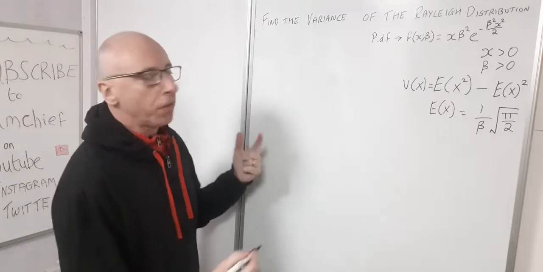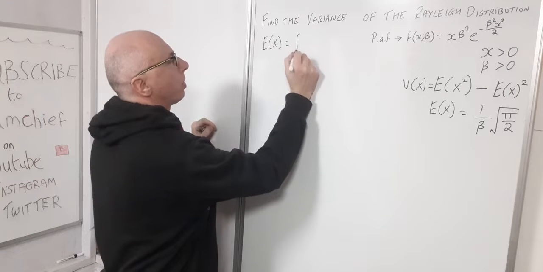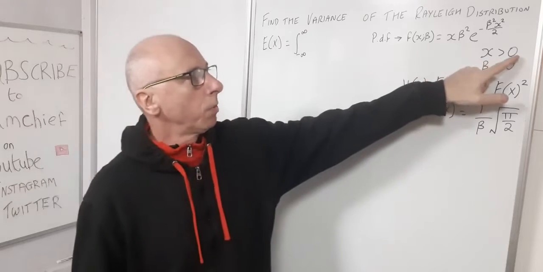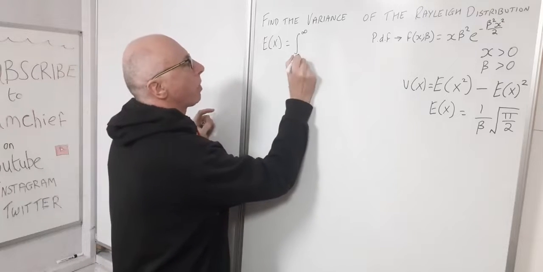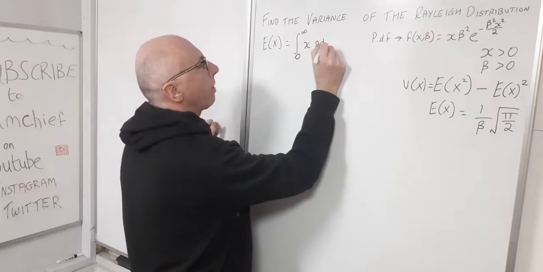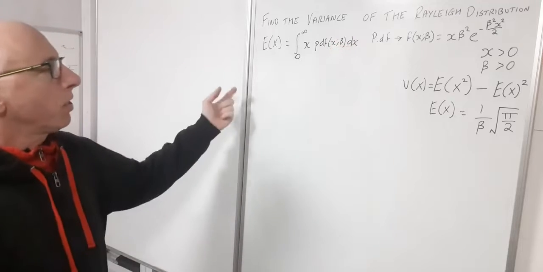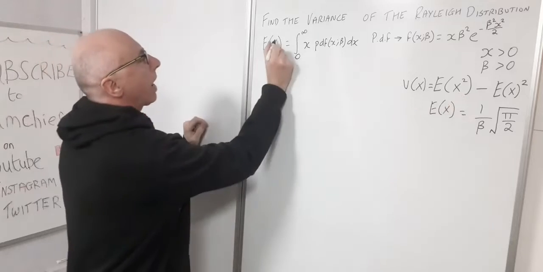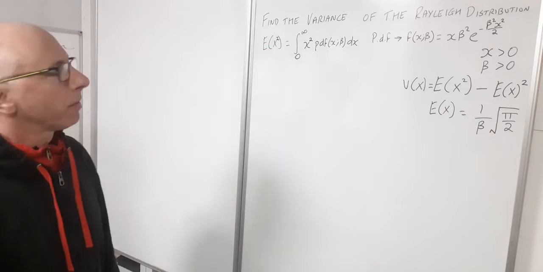Now in the previous video for the E of x, what we did was we got E of x equals the integral from negative infinity to infinity, and we changed that to start from 0 because x is always greater than 0, so there's no integral below 0 anyway. So we went from 0 to infinity, and we multiply by x times the PDF of x given beta, dx. Now in this video we're going to try and find E of x squared. That's going to be our main integration. So for E of x squared we now need to multiply our PDF by x squared and integrate it.